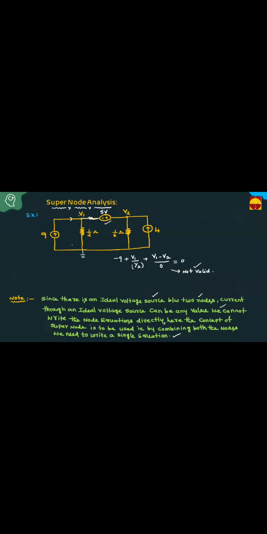Supernode means it is not a separate node. This is the node itself, but there is an ideal voltage source between the 2 nodes. Then only you have to apply supernode analysis. Supernode analysis you can apply in the normal condition also, and with a floating voltage source also. You can get the same answer. But with a floating voltage source, we don't apply normal analysis. Understood? Okay. For this type of case only, go for the supernode.